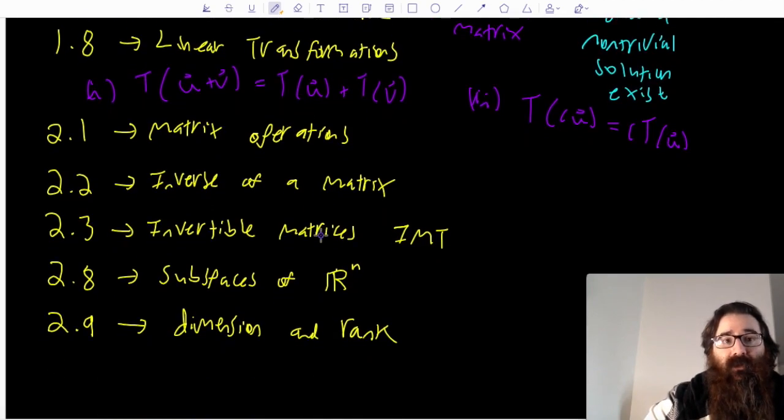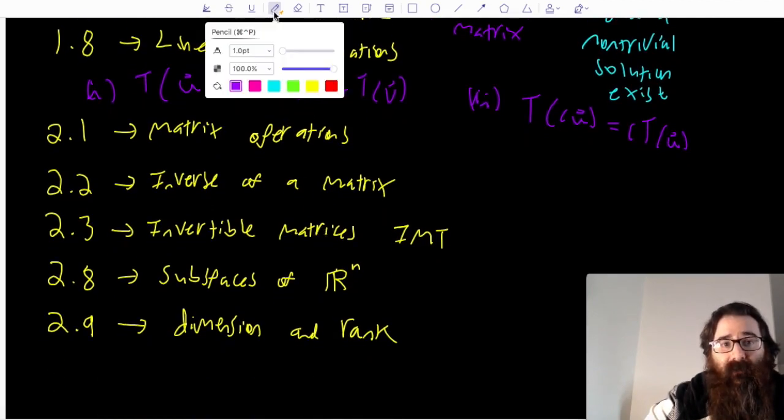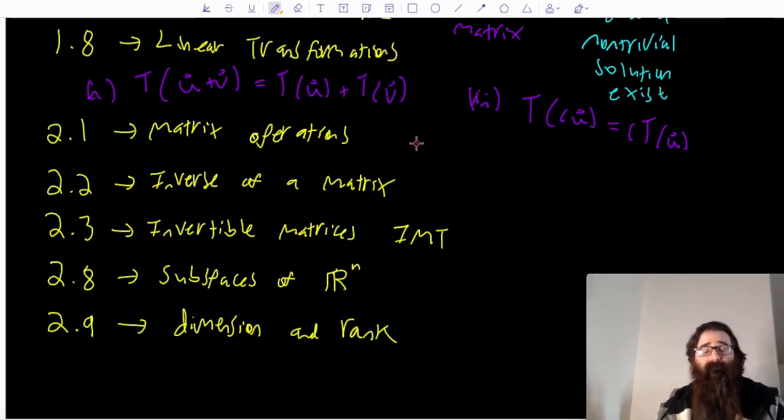So definitely make sure you review 1.8 if you're uncomfortable with linearity of transformations. Let me switch colors again. 2.1, the beginning of the chapter, really is a bit of an introduction for us.